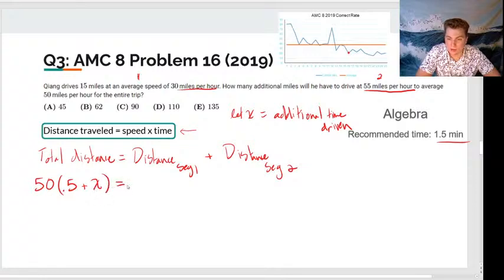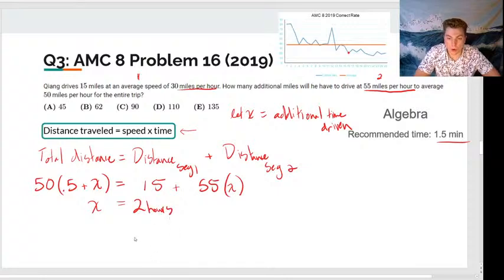And now this would be equal to the distance for segment 1, which is given right here. We drove 15 miles, added to the distance for segment 2, which we don't know, but we do know our speed during segment 2, which is 55 miles per hour, times our additional time driven x. Awesome. Now if we just multiply and simplify this problem down, we can solve x is equal to 2 hours right here.